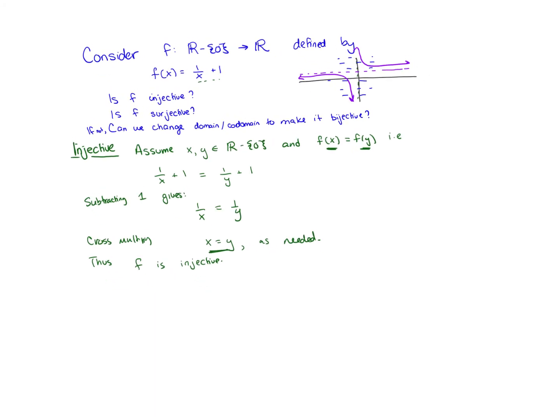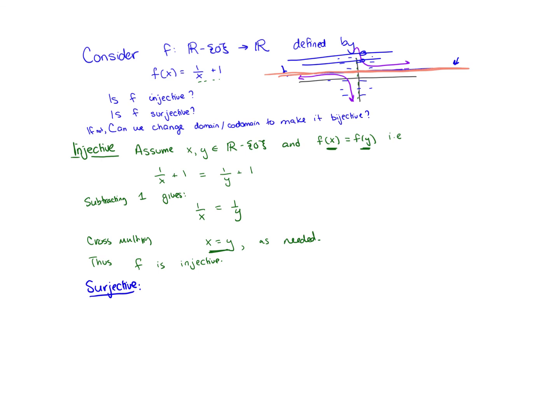Okay, so now let's check to see if it's surjective. So for surjective, I want to check to see if every single y value gets mapped to by at least one x value. So again, it's kind of like doing that horizontal line test, and I'm checking to make sure every single horizontal line hits something. If I have a horizontal line that never gets mapped to, that means that value is not going to be in my image or my range, which means I'm not surjective.